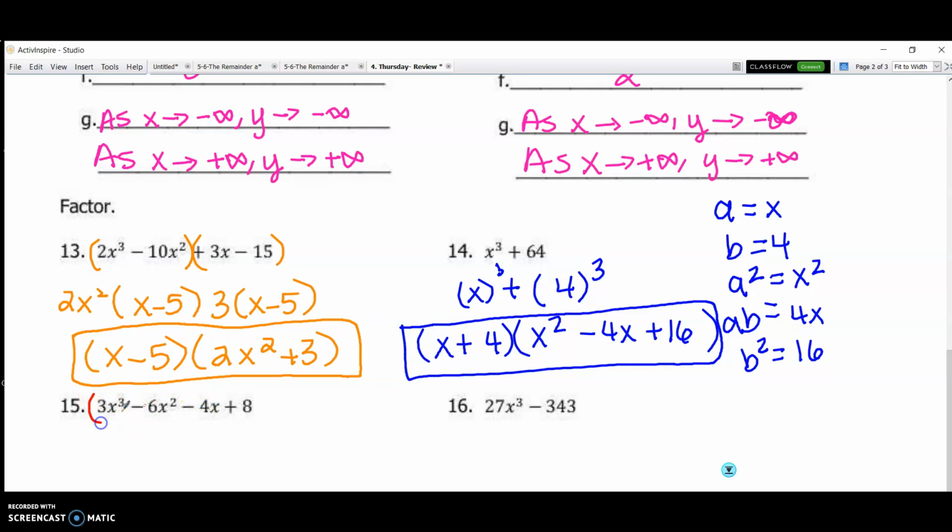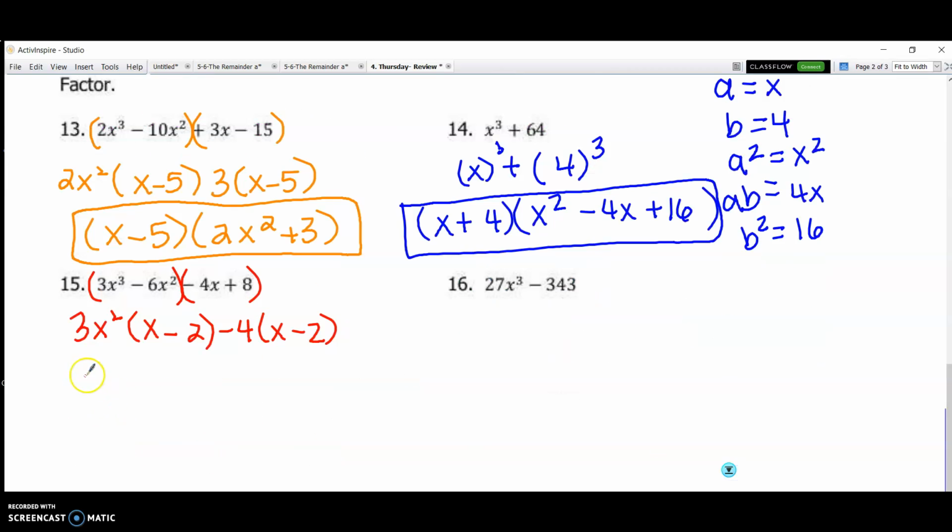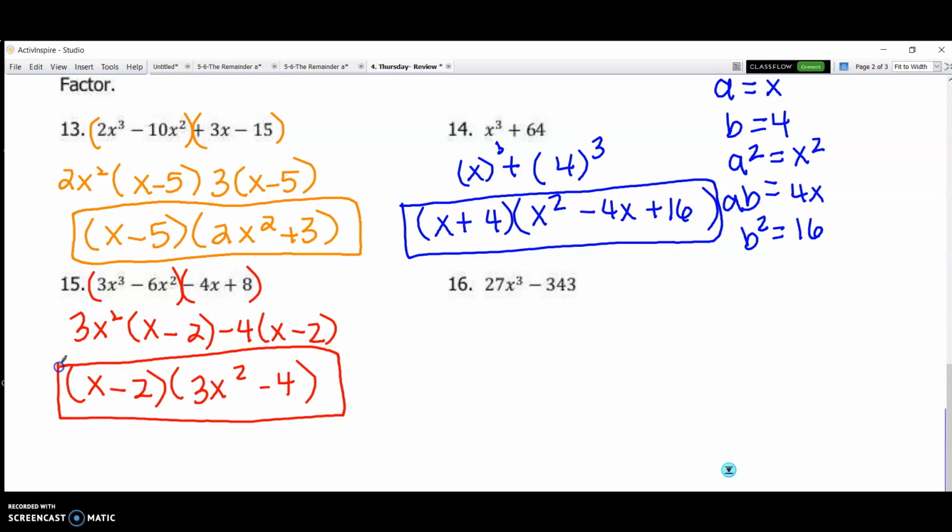There's another one for grouping. Group. GCF, 3x squared, x minus 2, negative 4, x minus 2. So x minus 2 and 3x squared minus 4. And those are both prime.